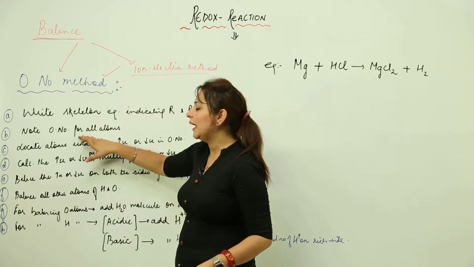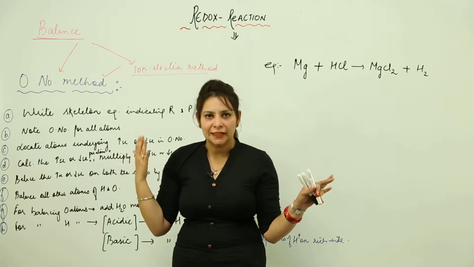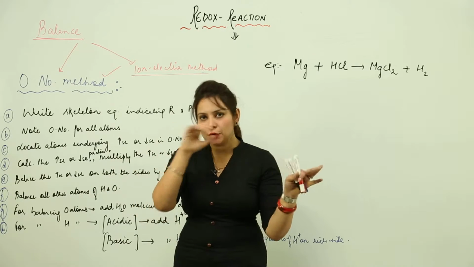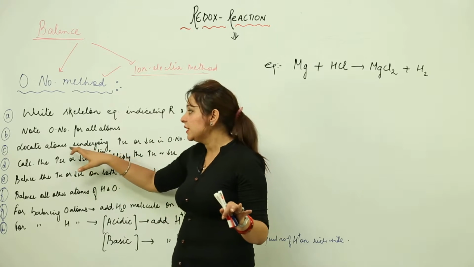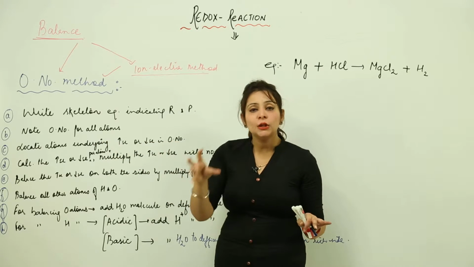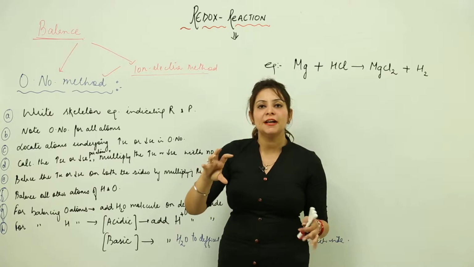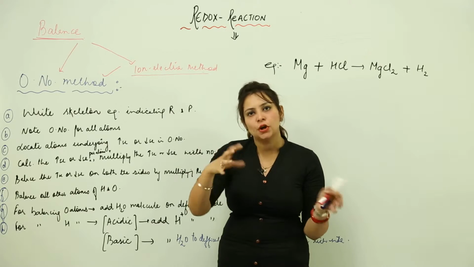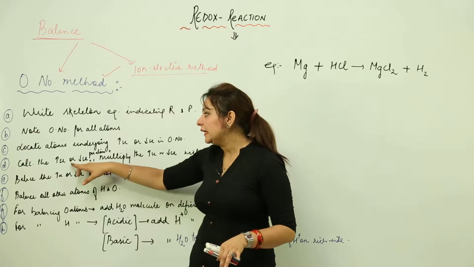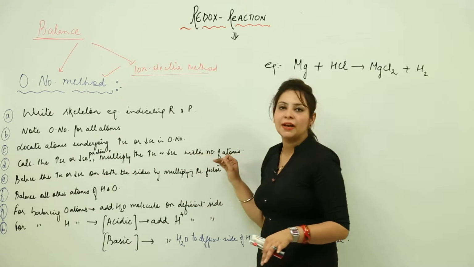Next, you need to calculate the oxidation number for all the atoms, like I told you when we were attempting a question related to the oxidation number. Then just locate the atoms that are undergoing increase or decrease in oxidation number. Identify those whose oxidation number is changing, may decrease or may increase. Then calculate the increase or decrease per atom and then multiply it with the number of atoms.